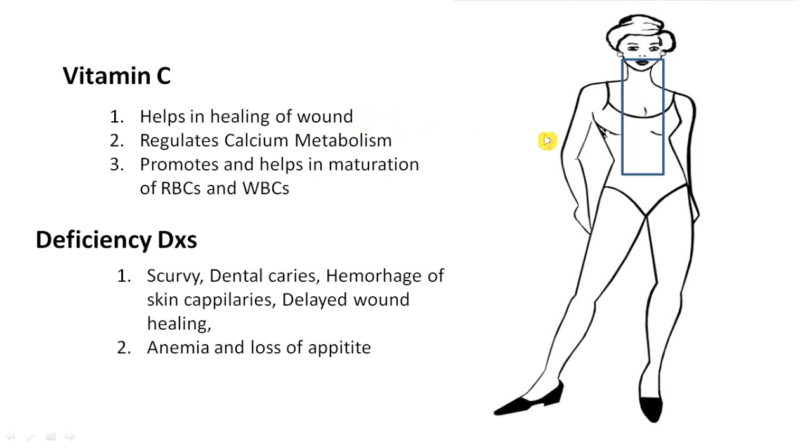So it helps you in the maintenance and the healing of the wound. Second thing, you come here, and here you have the thyroid and parathyroid. The parathyroid helps you in calcium metabolism. So here you can remember that vitamin C also helps you in the metabolism of calcium from this region. Then you come a little bit down and you have the bone marrow. Here you can memorize that it helps in the promotion and maturation of RBCs and WBCs. Once you have a deficiency of it, you will get anemia and loss of appetite. So that's about vitamin C.